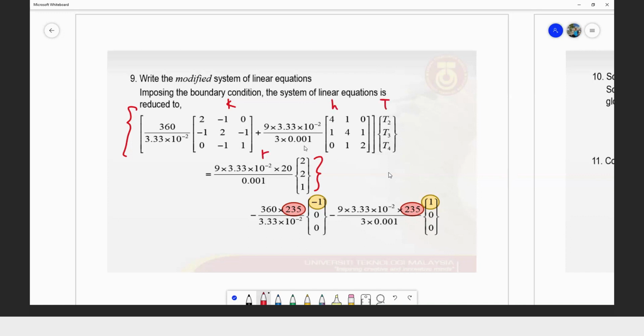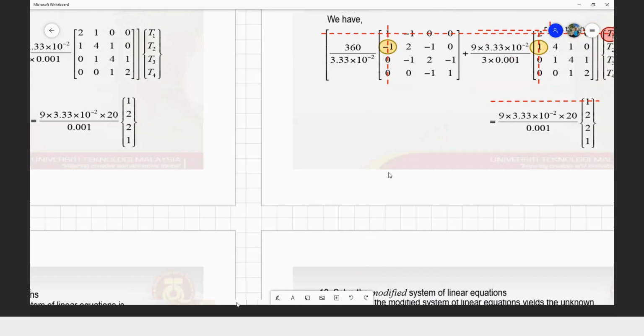Okay, so once we eliminate the row and column, as you can see here, we have to modify the right hand side equation to include this term here. So as you can see, this term came from the K matrix. Then we multiply by T, and then we bring the matrix from the K matrix tadi tu. So kalau saya boleh go back dekat sini.